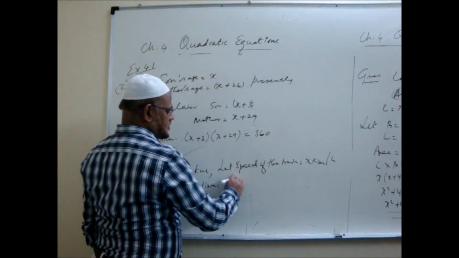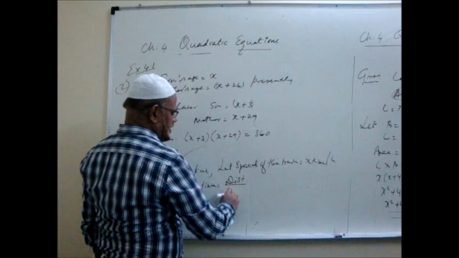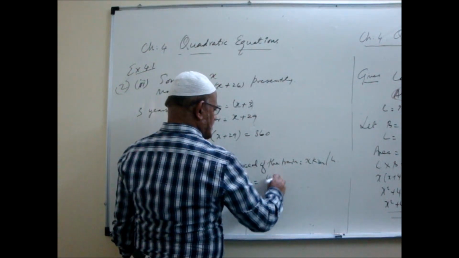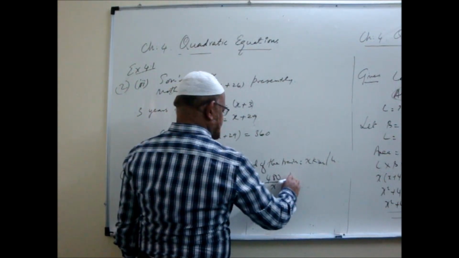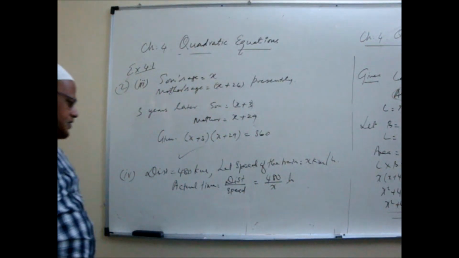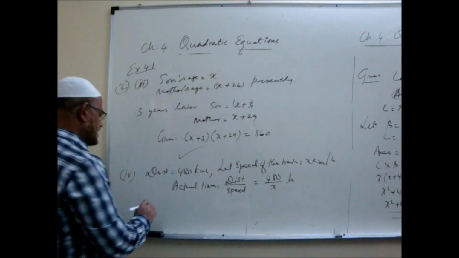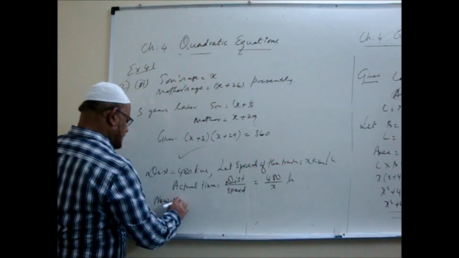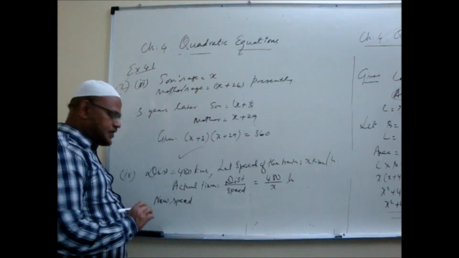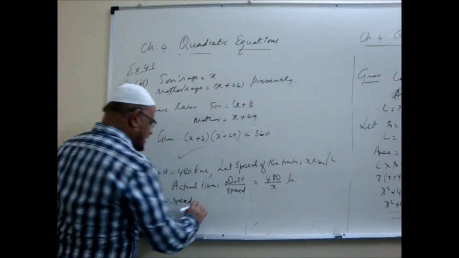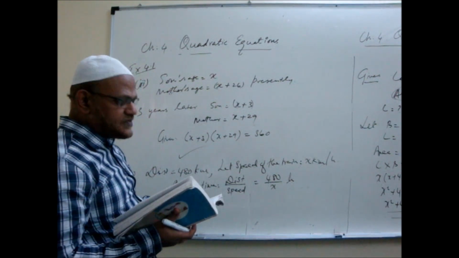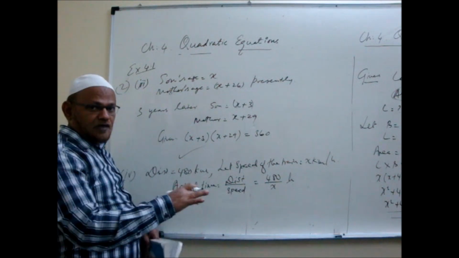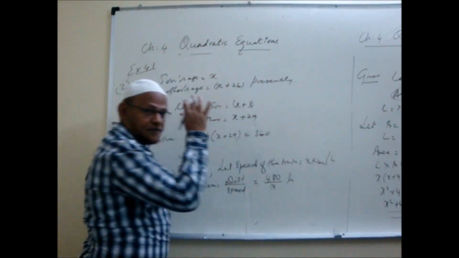You know that distance by speed is time. So you get 480 divided by X hours. The kilometers get cancelled and it becomes hours. This is the actual time taken. Now there is some alteration in the speed. The speed is reduced now. They say that if the speed is 8 km per hour less, it means you are reducing the speed by 8 km. Actually it is X km per hour.